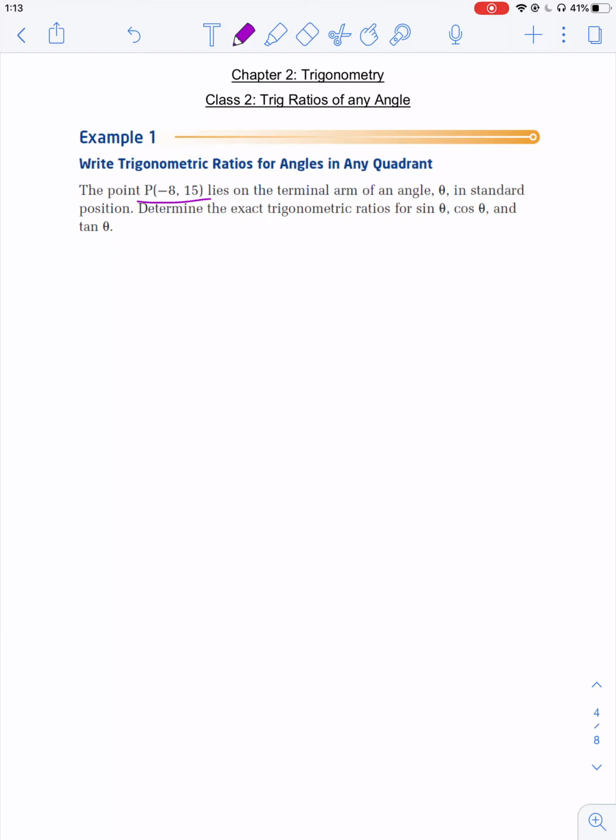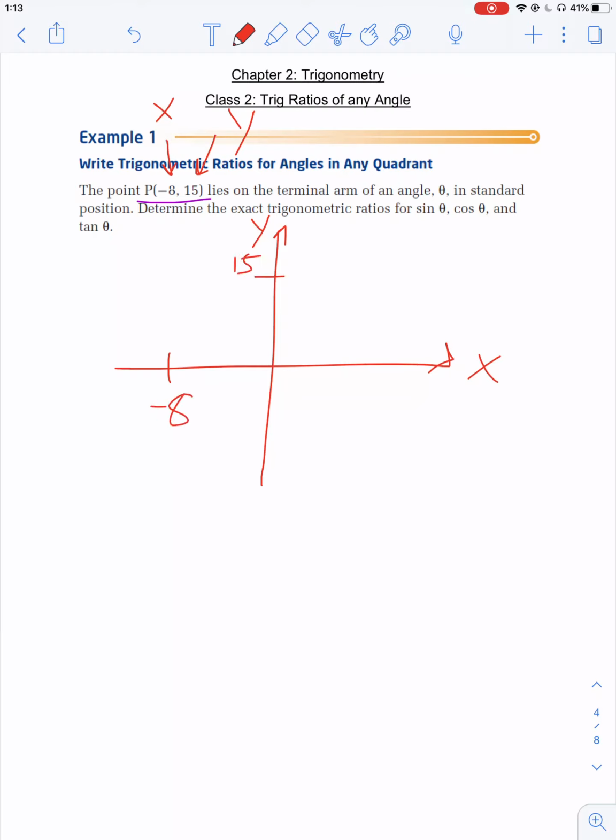Just like the starter question, what you have to do is just plot the point. Let's make a Cartesian plane. This is x, that is y. Remember, the first coordinate is x, the second coordinate will be your y value. So x is -8, y is 15, and again, I can scale this however I want. So this is your point.